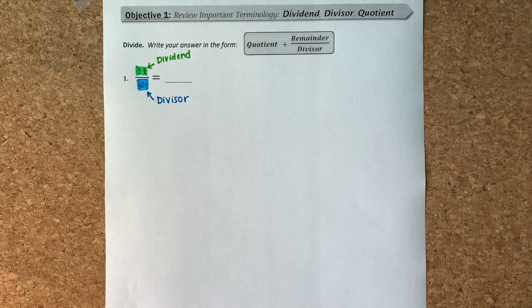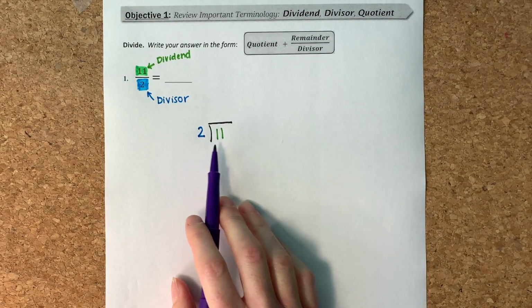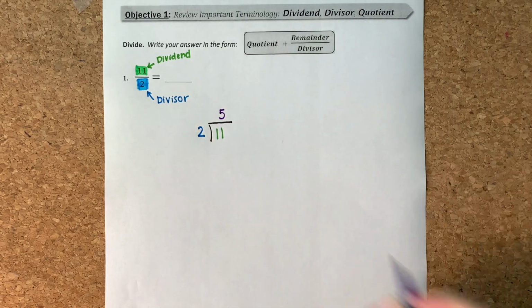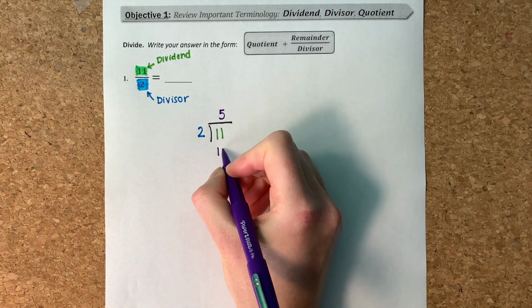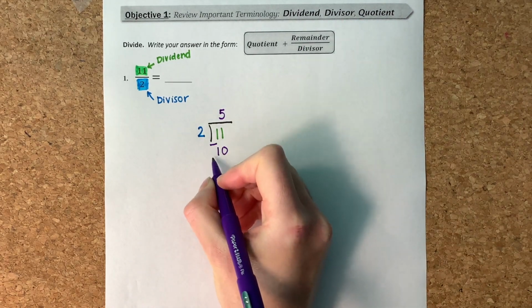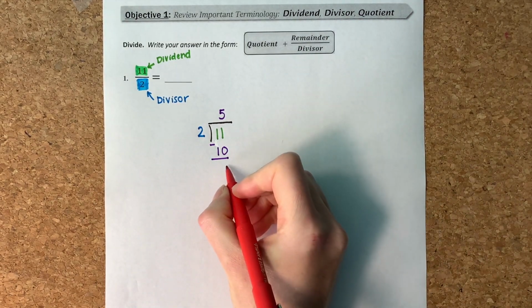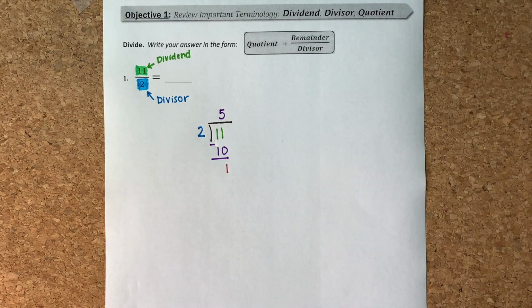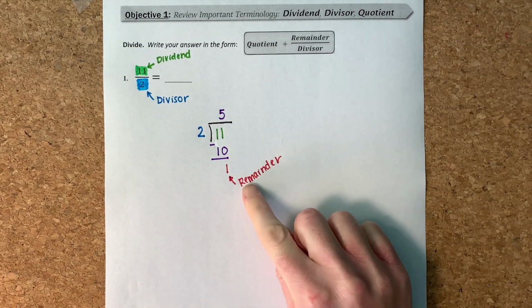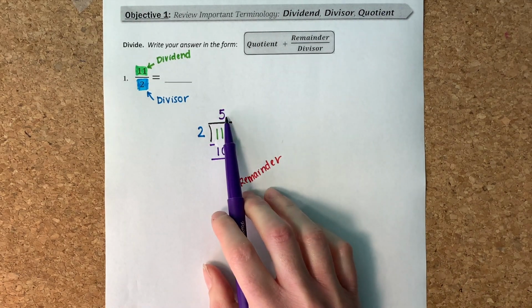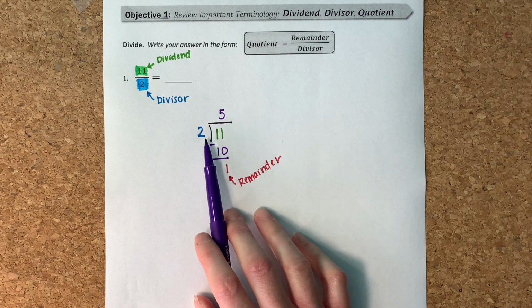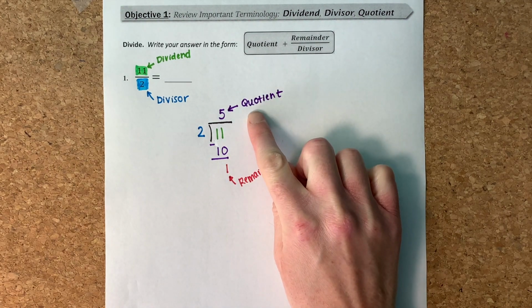Now, if we use basic long division to compute this, we would write our problem like this, and we would say that 2 goes into 11 5 times, and then using the process of long division, we would multiply 5 times 2 to get 10, and then we would subtract, and 11 minus 10 gives us 1. Using the process of long division, the 1 here is called our remainder, and the 5, in other words, the whole number that we get when we divide the dividend by the divisor, is called the quotient.